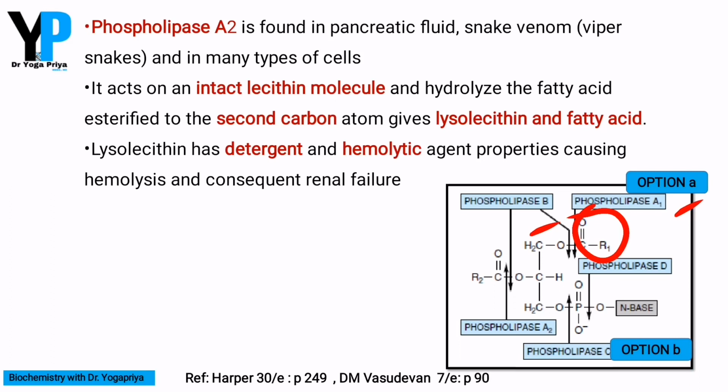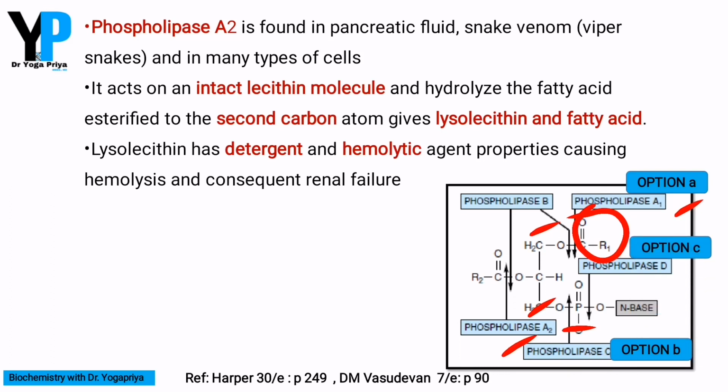The next option is phospholipase C, and this is mainly distributed in the liver lysosomes and also seen in the alpha toxin, which is mainly produced by the Clostridia and also seen in other bacilli. Here the site of cleavage, which you can see, is mainly between the phosphate group and the third carbon. So the phosphate group attached to the third carbon is mainly cleaved by phospholipase C.